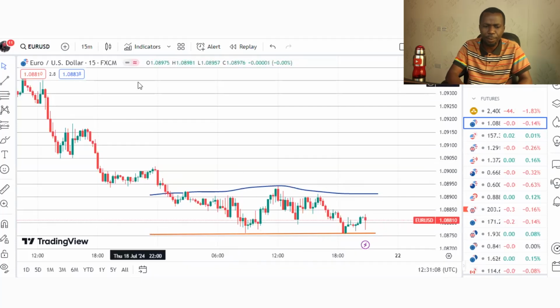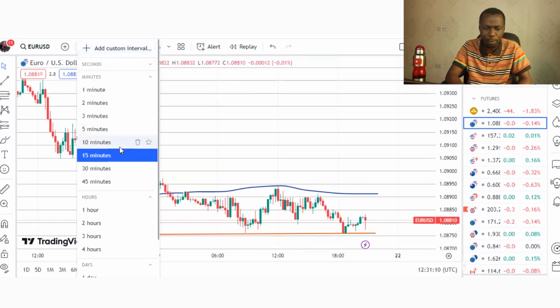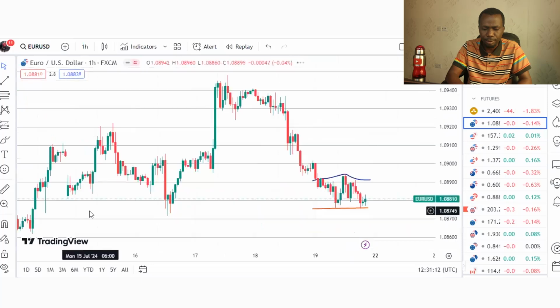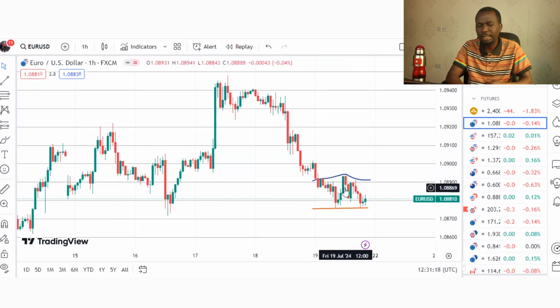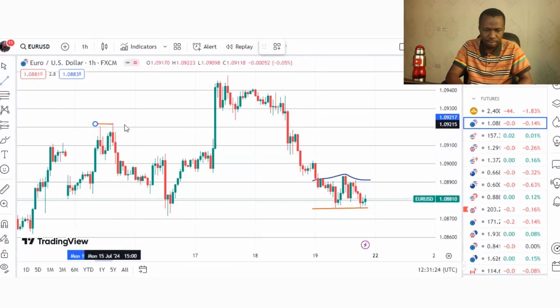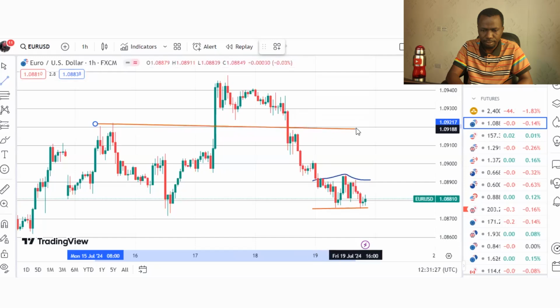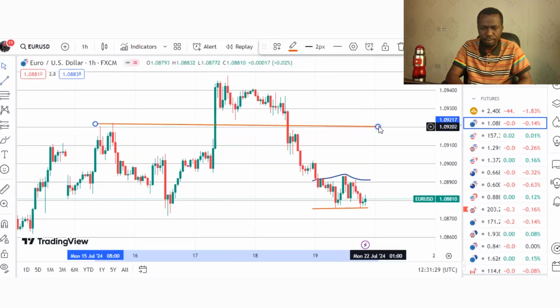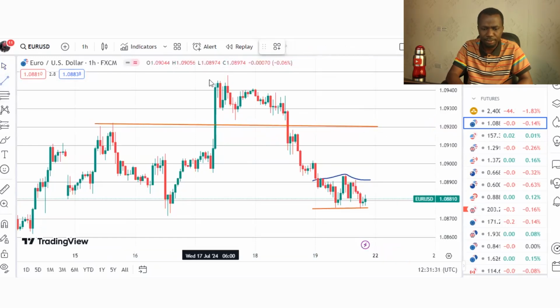So now if we move to a higher time frame like the 1 hour time frame in this scenario, you can clearly see the levels, right? At the higher time frame, we can clearly see that there is a level here, and there's also a level here.